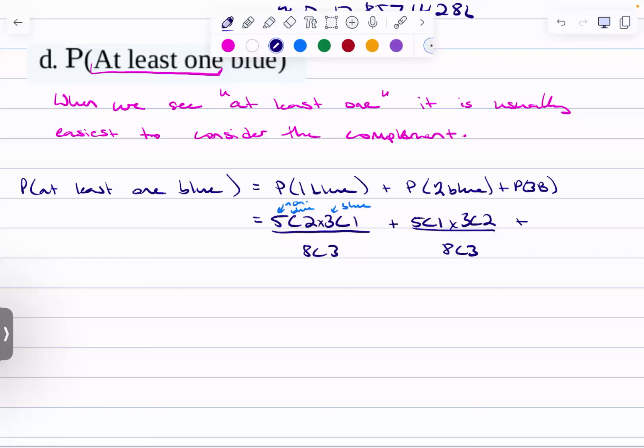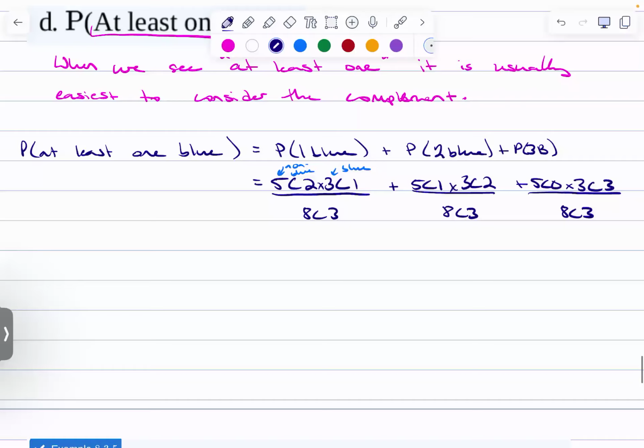And then for 3 blues, then I have 3 choose 3 ways. 5 choose 0 is 1. So 5 choose 0 times 3 choose 3, over 8 choose 3. You can do that. Seems like a lot of work though. But you can brute force it.